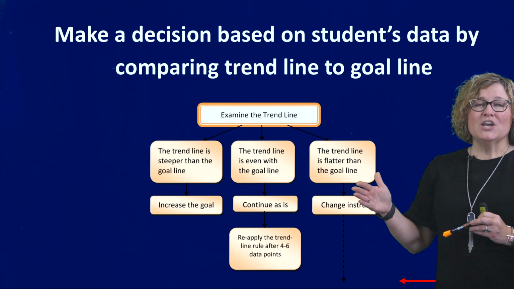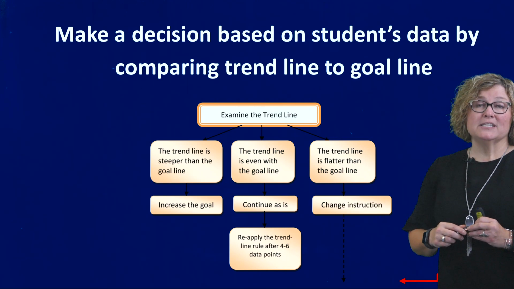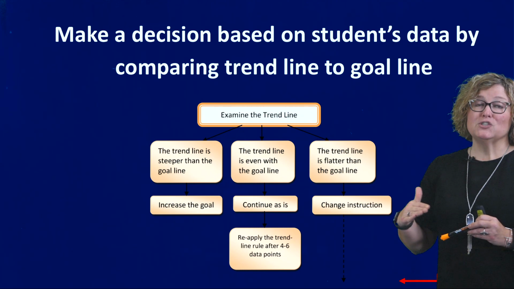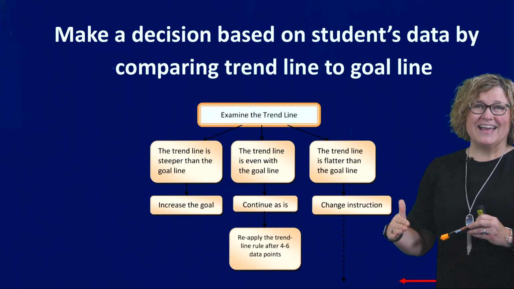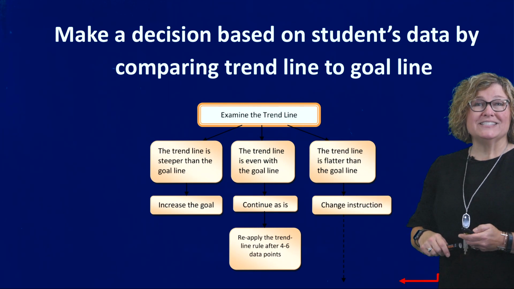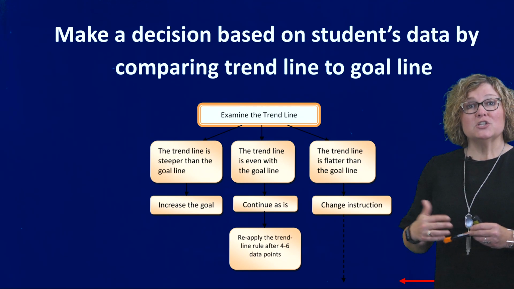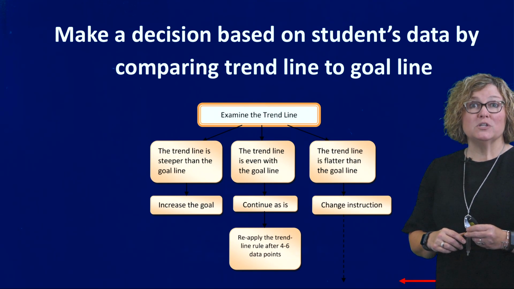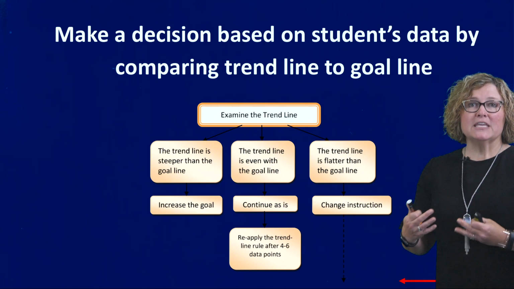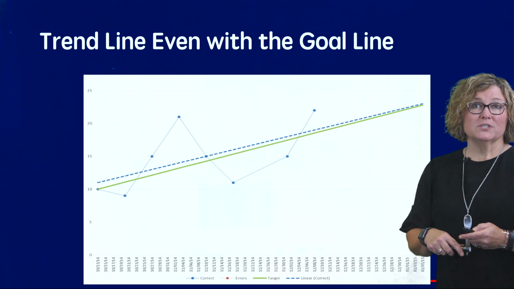In any case, you're looking at data on a regular basis. We're going to suggest that as often as every 4 data points, you're looking at the student's graphed data and you're applying the trend line rule and making one of these decisions. It could be that you're working with your grade level peers to look at graph data for students who are part of the project, and together you're thinking through and applying these decision-making rules.